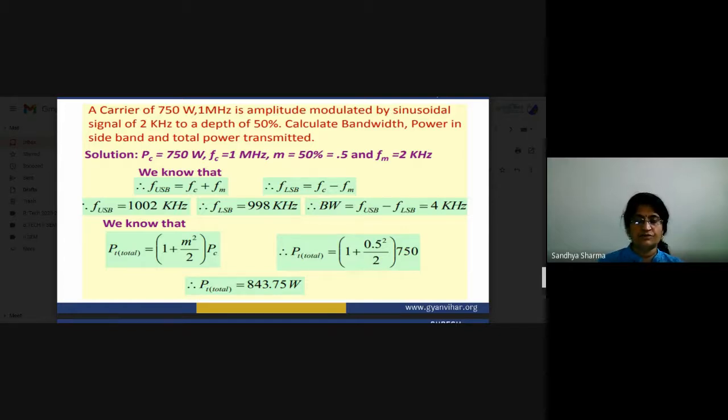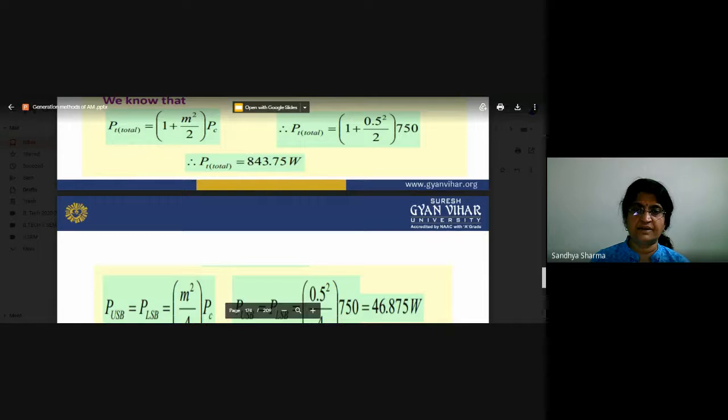Now we will switch to the total radiated power, and that is equal to (1 + m²/2) × Pc. So if you are given the modulation index and carrier power, you can calculate the total power, and that is the power which is radiated by that particular antenna.